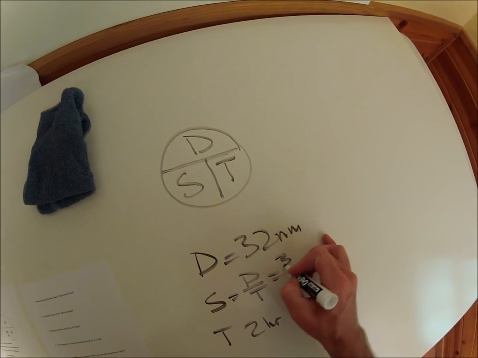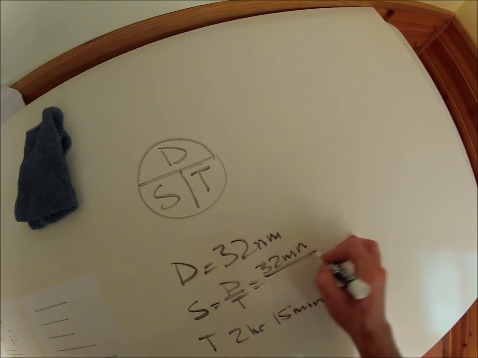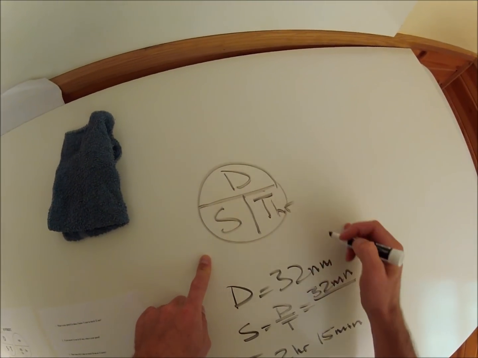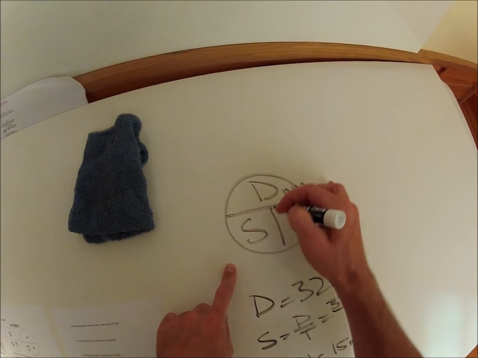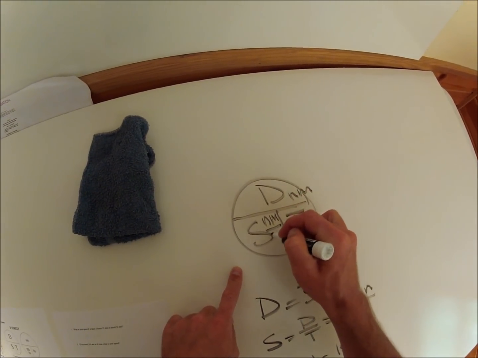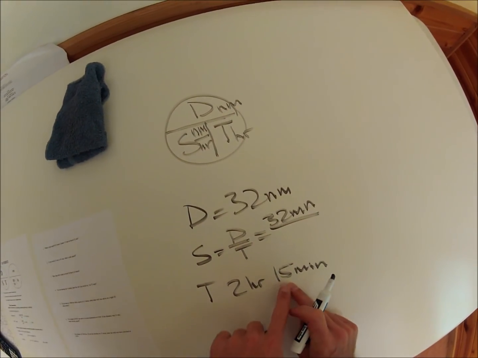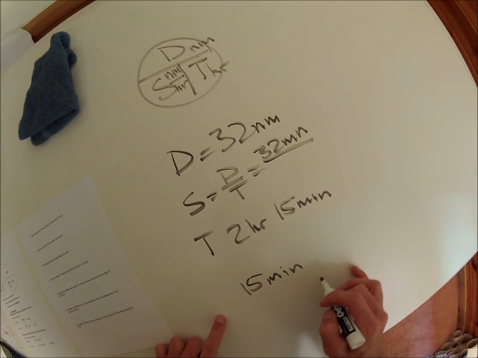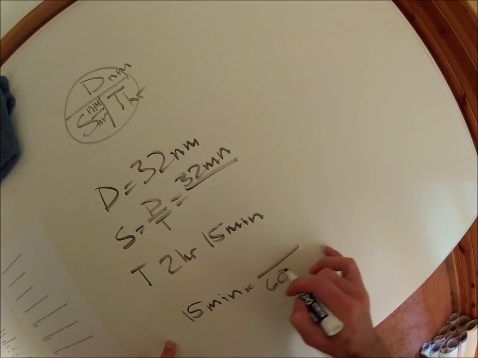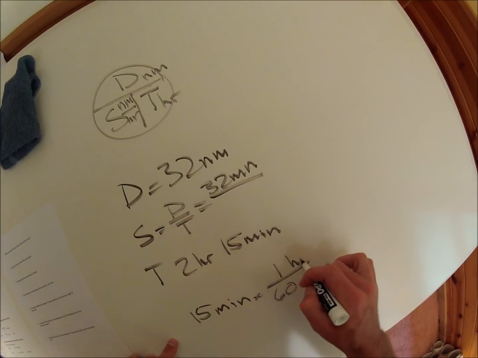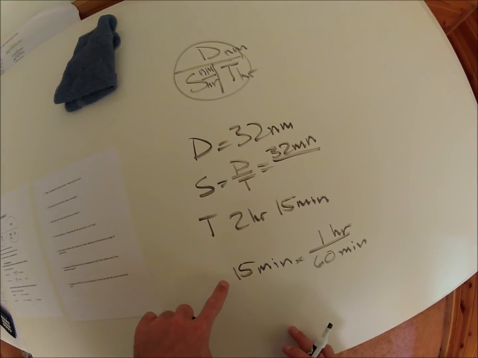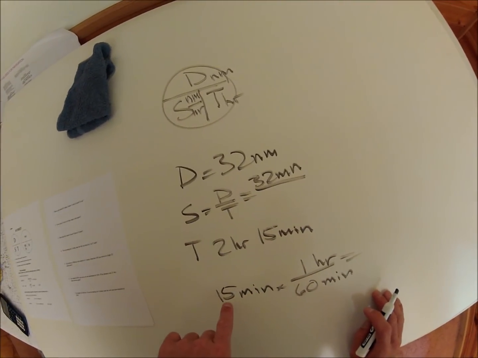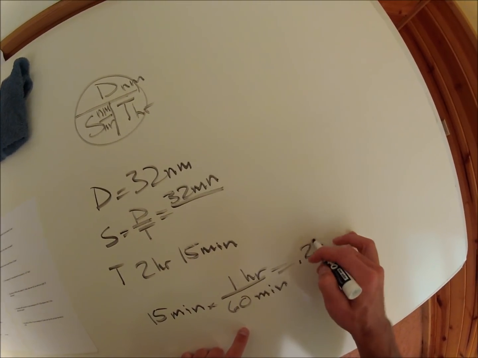So distance is equal to 32 nautical miles over a time. This is 2 hours, 15 minutes. Well, time is only in hours, right? Distance is in nautical miles. Speed is in nautical miles per hour. So this is 15 minutes. We have to convert that. 60 minutes in 1 hour. Don't let this confuse you. All I'm doing is dividing 15 by 60. I know that 15 minutes is 0.25 hours.